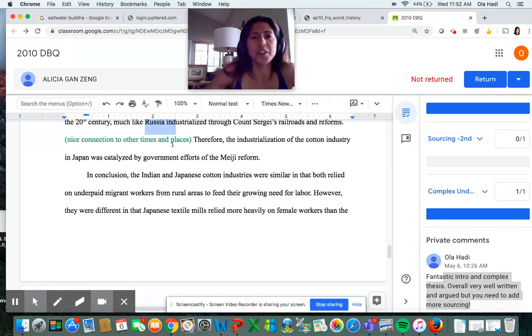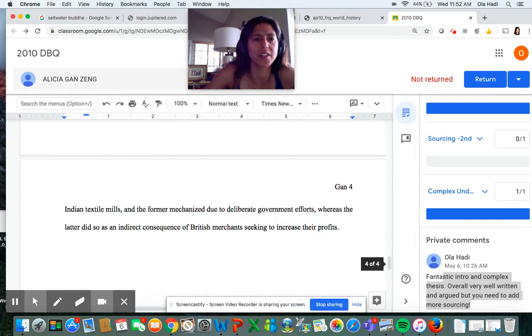Therefore, industrialization of the cotton industry in Japan was catalyzed by government efforts of the Meiji reform. To really show that this is a difference, repeat the difference here. So say, unlike in India, blah, blah, blah, and then continue. In conclusion, the Indian and Japanese cotton industries were similar in that both relied on underpaid migrant workers from rural areas to feed their growing need for labor. However, they were different in that the Japanese textile mills relied more heavily on female workers than the Indian textile mills, and the former mechanized due to deliberate government reforms, whereas the latter did so as an indirect consequence of British merchants seeking to increase their profits.